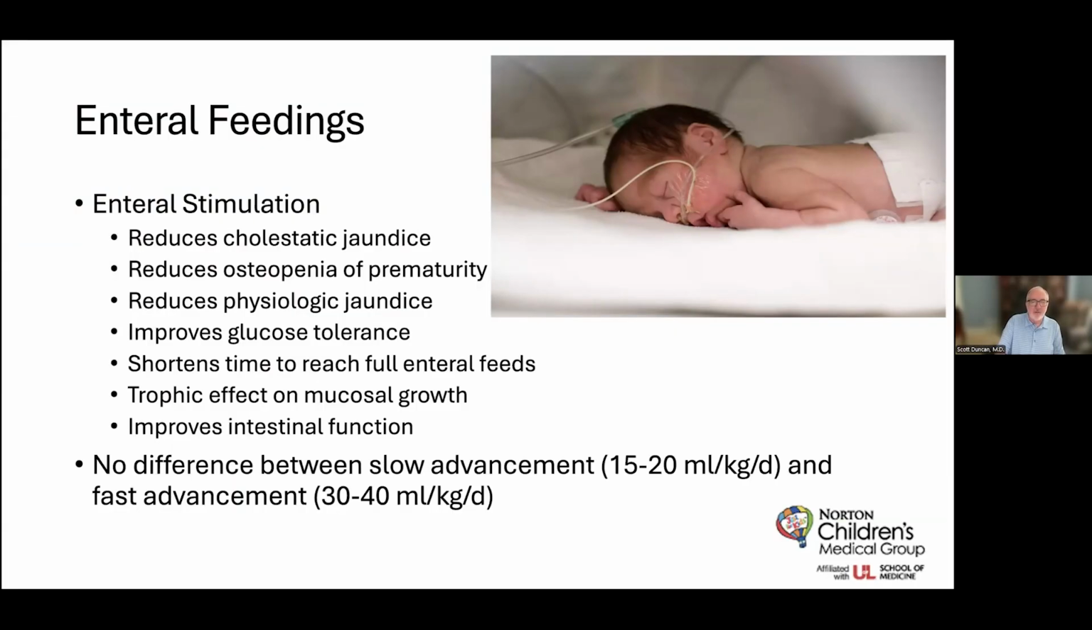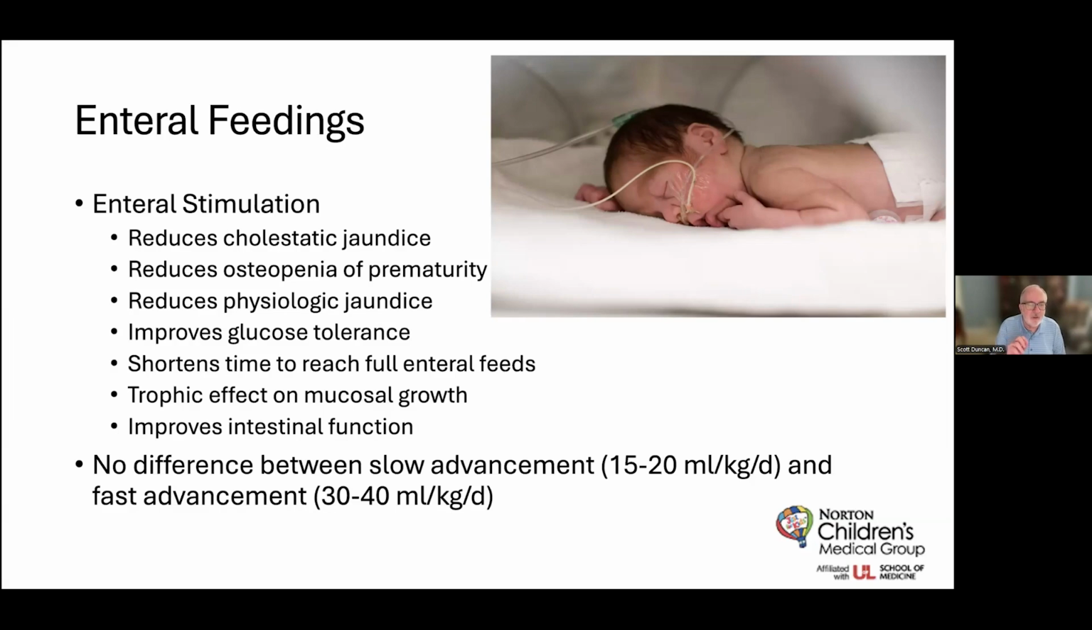So one of the things we will try to do in the first couple of days of life is start some small amount of feedings. You think a baby in utero is always swallowing amniotic fluid. In fact, the concept is basically they're trying to prime the pump in preparation for feeding. And all these other beneficial effects are there with enteral stimulation. We bring them out and take that away from them.